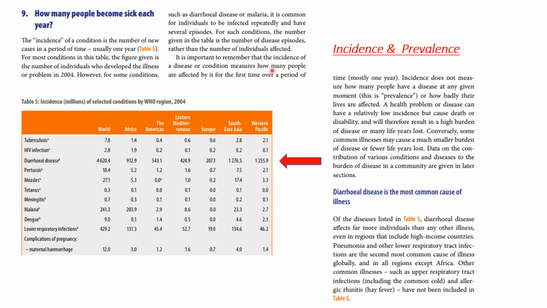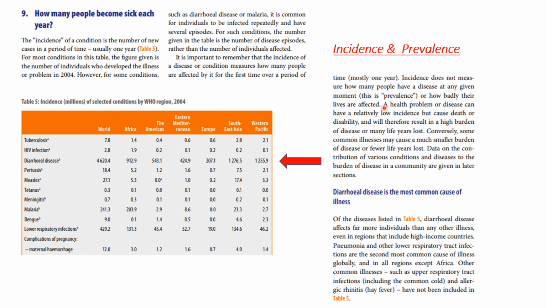It is important to remember that incidence of a disease or condition measures how many people are affected by it for the first time, or perhaps repeated times in terms of diarrhea or malaria, over a period of time, mostly 1 year. Incidence does not measure how many people have a disease at any given time. This is prevalence, or how badly their lives are affected.